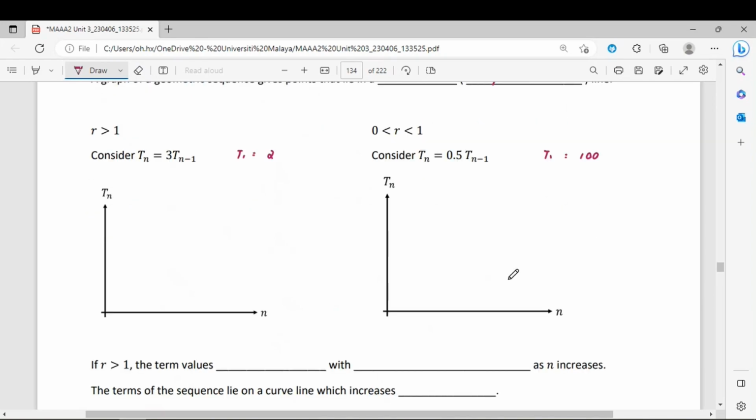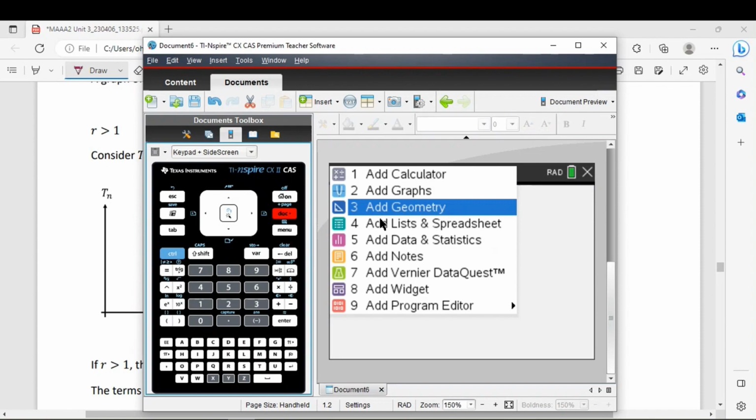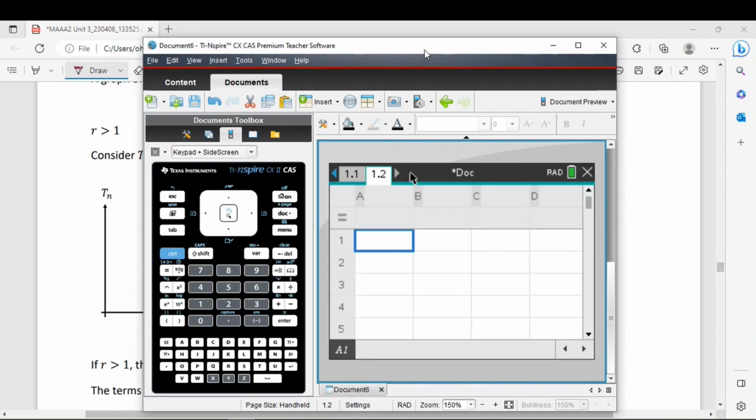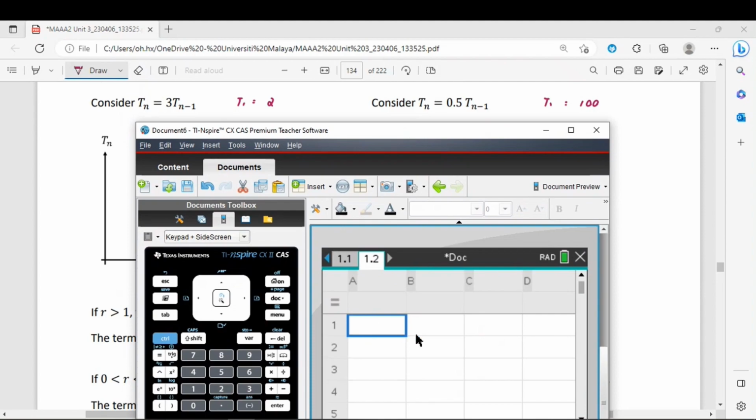So what I want you to do is take out your TI-Nspire and open another new page. Then go to List and Spreadsheet. Now do this for your first column first. It's the same thing as when we did arithmetic. We don't need so many points, so maybe just 6 points is sufficient. I will name this column n, small letter n.